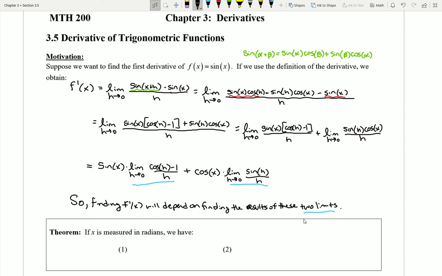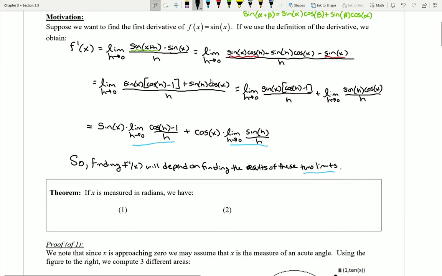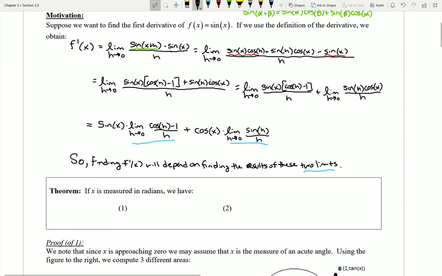So in the last video, we took a look at trying to find the derivative of the sine function, and we got down to this portion right here, where if we could just find the answers to these two blue limits, we would be able to determine the final answer for the derivative of the sine function. Now, in order to find these particular limits, we're going to have to do some work, but I'm going to summarize the results here in this important theorem, and then we'll try to prove it.